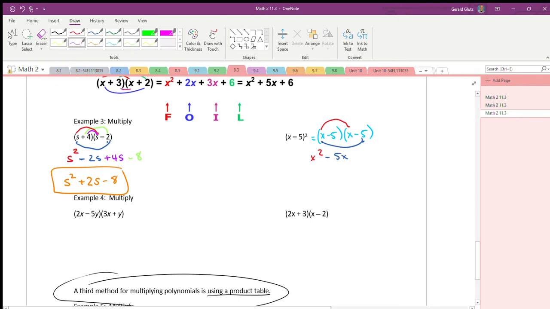Inside, so negative 5 times x is another negative 5x. And then finally the last, so negative 5 and negative 5, it's positive 25. So x squared, negative 5x minus 5x is negative 10x plus 25. So that would be our answer right there.